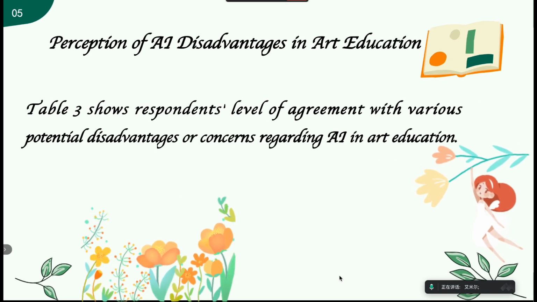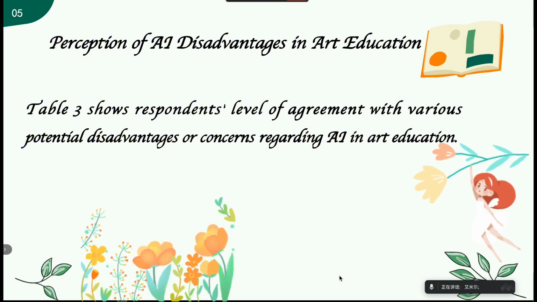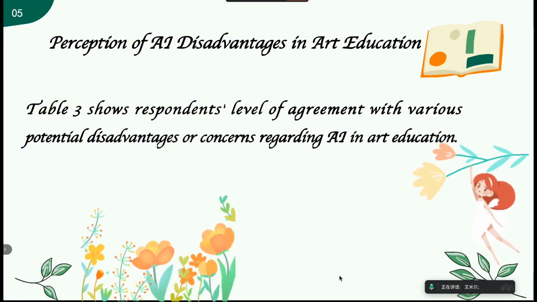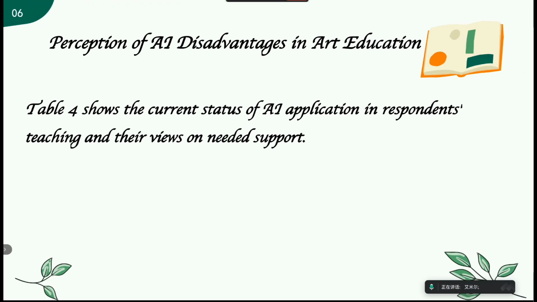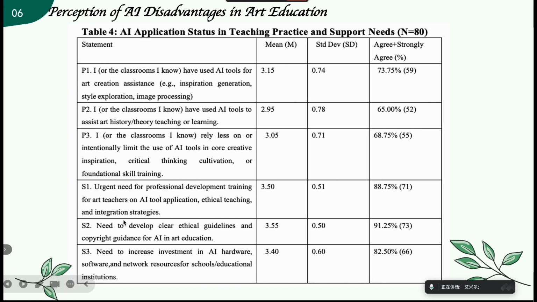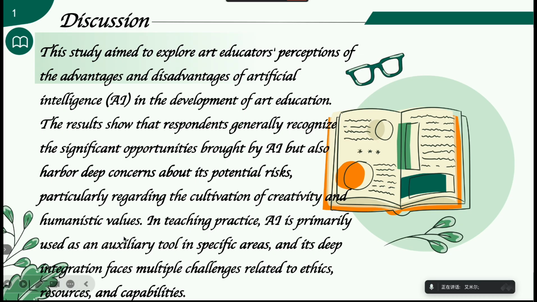Table 3 shows respondents' level of agreement with various potential disadvantages of AI in art education. It reveals the deepest concerns: AI's potential to stifle creativity and originality. Table 4 shows the current status of AI application in respondents' teaching and their views on needed support. Table 4 confirms AI is currently used as an assistant for peripheral tasks, for example exploration and art history, while core activities, creativity, critical thinking, and skill building remain largely teacher-led, with intentional limits on AI use.